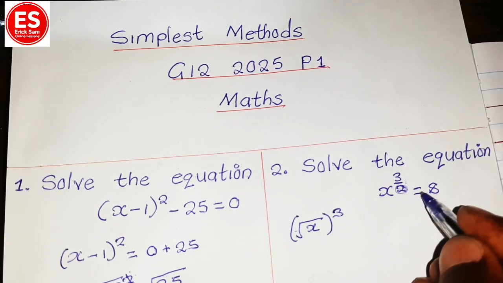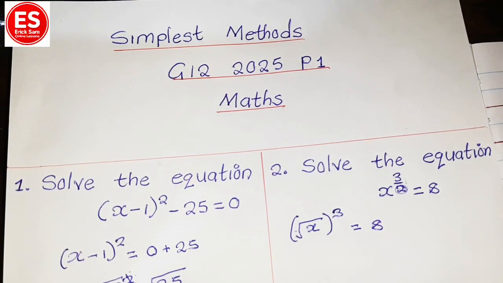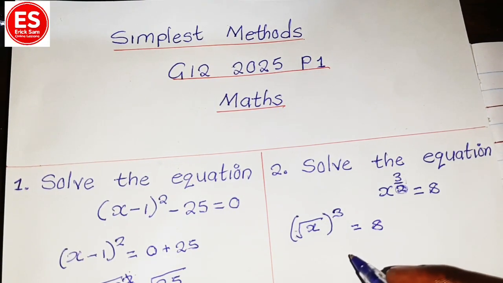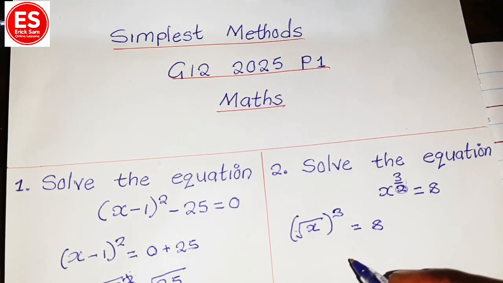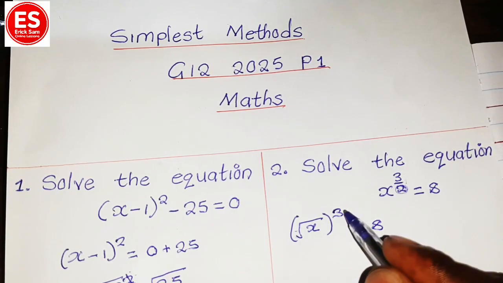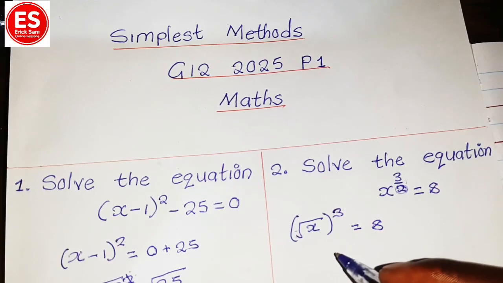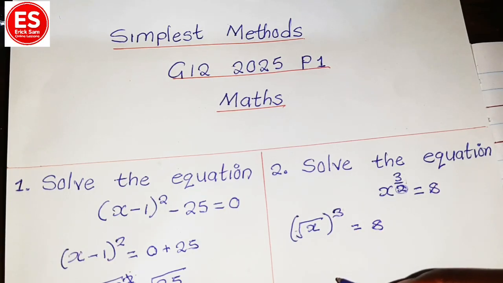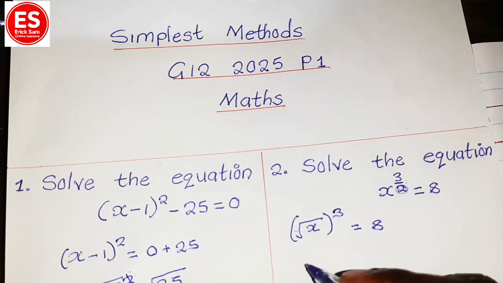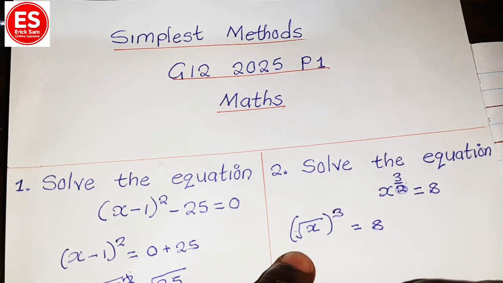So in that case, we are going to equate to that number, which is 8. Okay, so having written it in this way, we want to remove this 3. We want to remove this 3. How do you remove that 3? You introduce cube root. Okay, you introduce what? Cube root.